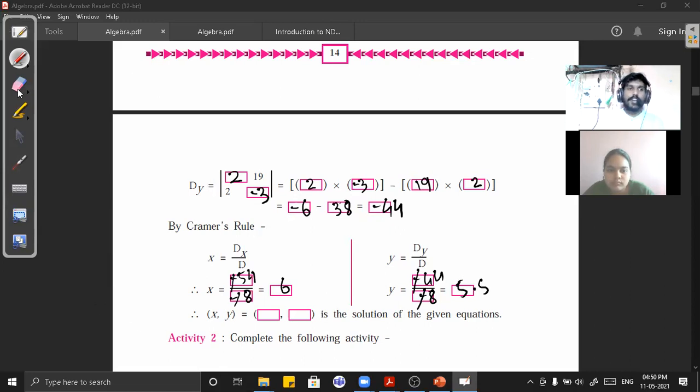Or you can keep it in fractions. 4 2s are 8, 4 11s are 44. So 11 upon 2. So this will become 6, comma 11 upon 2. Is it clear? Any doubts?